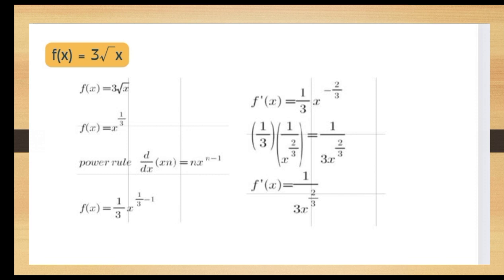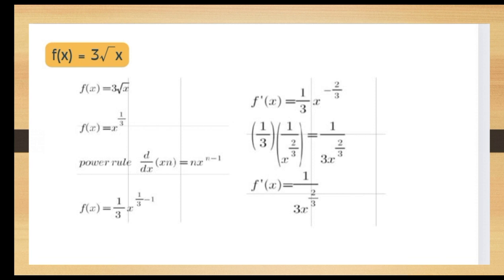We have here the given f of x equals the cube root of x. First derivative, f prime of x. To find the first derivative, we can use the power rule for differentiation, which states that for a function of the form f of x equals x raised to n, the derivative is given by f prime of x equals n times x raised to n minus 1.